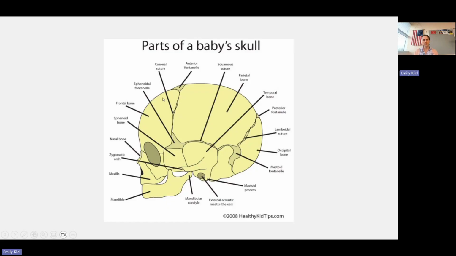But you also have what are called fontanelles, which are the soft spots. So we want to know the fontanelles. There's an anterior fontanelle. There's a sphenoidal fontanelle, kind of by the sphenoid bone. And then we've got here a mastoid fontanelle, again kind of back here, maybe where the mastoid process is a little nearer. And then the posterior fontanelle. So these are the soft spots.